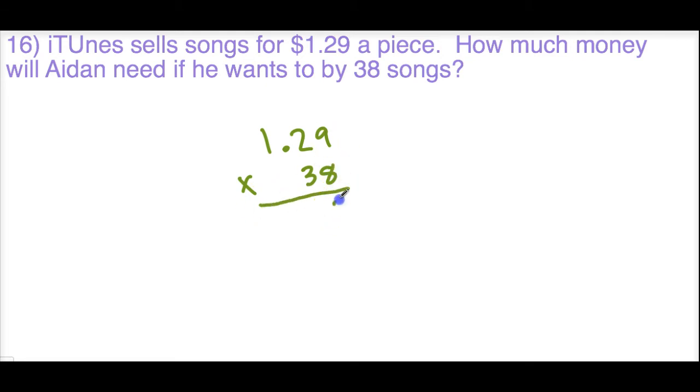So 8 times 9 is 72. 16 plus 7 is 23. 8 times 1 is 8, plus 2 is 10. Go to our next place value. 3 times 9 is 27. 3 times 2 is 6, plus 2 more is 8. And 3 times 1 is 3.